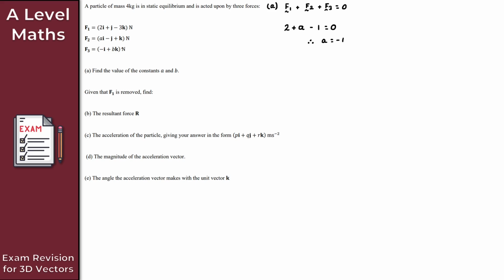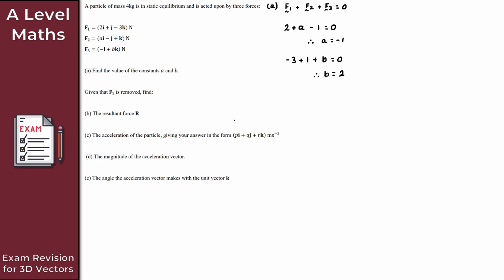And then for the unit vector k here, we have minus 3 plus 1 plus b is equal to 0. So minus 3 plus 1 plus b is equal to 0. Okay. Solving for b then, so we get b minus 2 is equal to 0. So if we solve for b then, we obtain that b is equal to 2. Okay. And there we have it then. So nice and straightforward. That gives us the solution to part A.